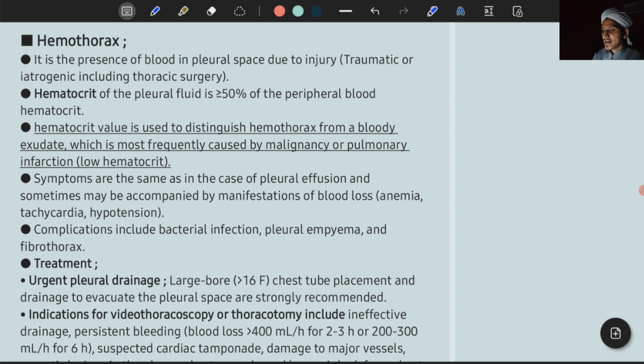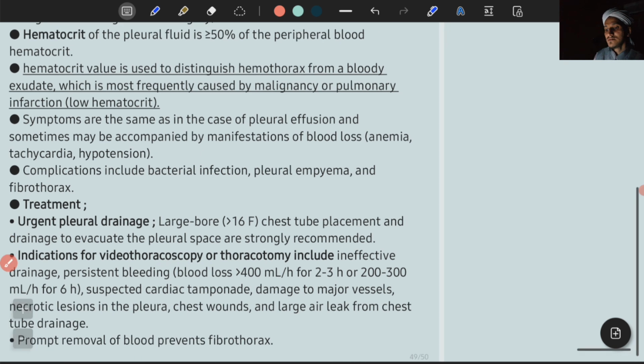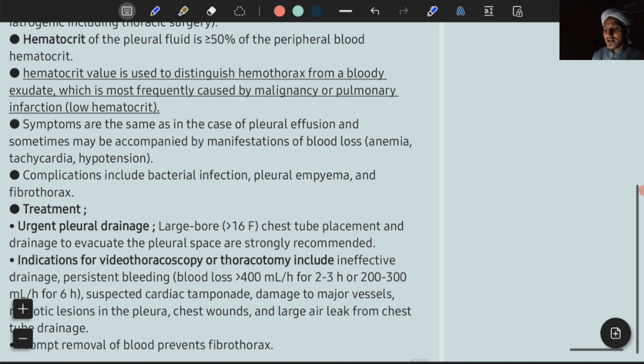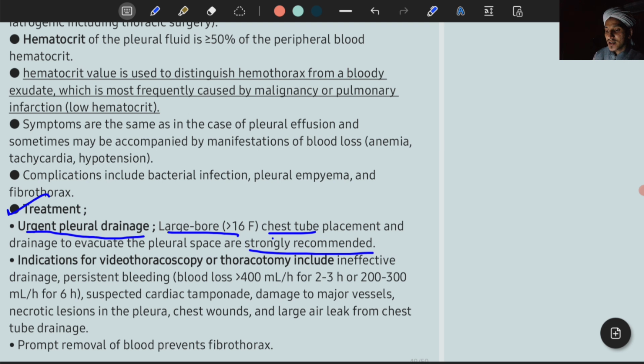So what is the treatment? Treatment is urgent pleural drainage with a large bore tube. In complicated effusions small bore 12 to 14 is used, but here it is more than 16 French. More than 16 French chest tube placement and drainage to evacuate the pleural space are strongly recommended. Urgent drainage is required. Drainage is the main thing which you do in hemothorax.